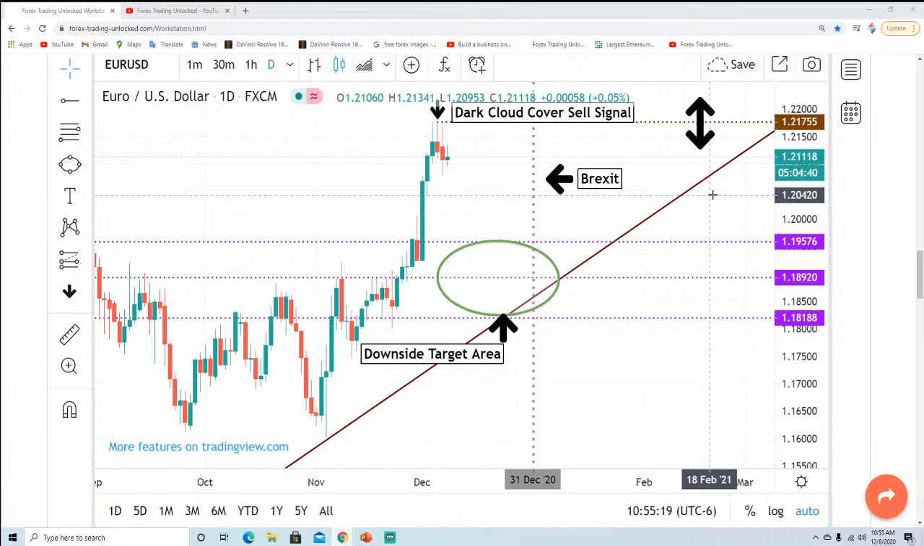A rally above that would negate the sell signal and take us off the bearish tone. Remember, we're looking for a bearish correction. We're not looking for a big turn in the market, especially as we head into Brexit and we still do not have a resolved election in the United States.